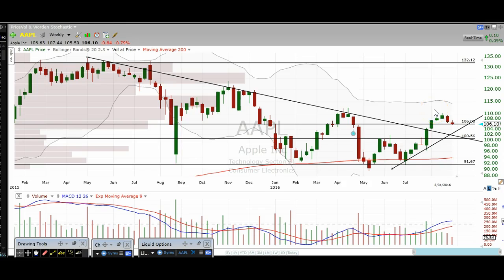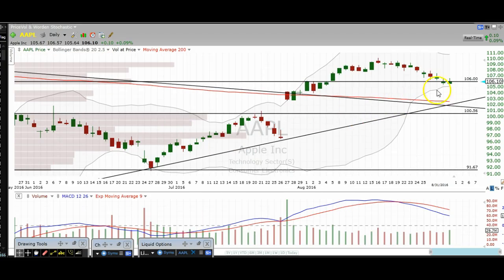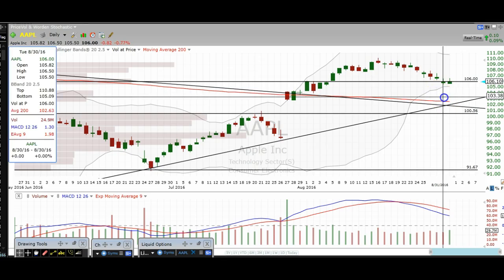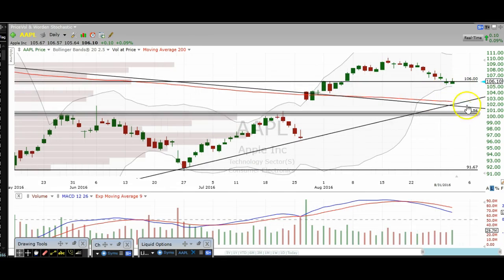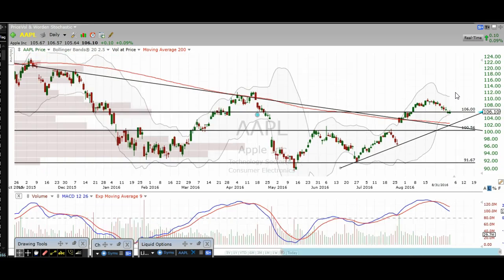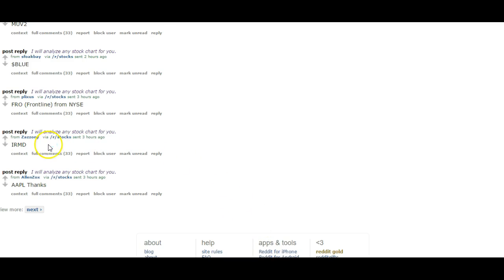So, in my opinion, Apple, longer term, I do think is going to be heading higher. In the very short term, it may want to come down and retest about 103 to 104, potentially all the way down to 100. So in my opinion, these are good buy zones between here and 100, because I do think that long run we are going to at least retest this 130 level up here. All right, let's get the next chart request. Let's check out IRMD.